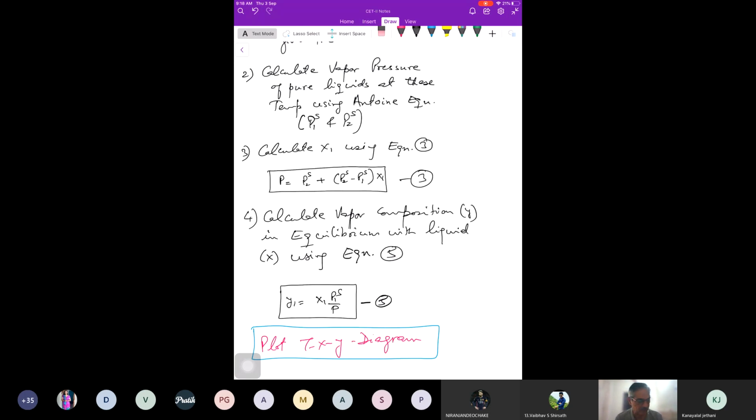So now we know the temperatures. We have assumed temperatures, and we know the value of x1 and we know the value of y1. We can plot temperature xy diagram. Any questions on how to plot pressure xy diagram and temperature xy diagram?